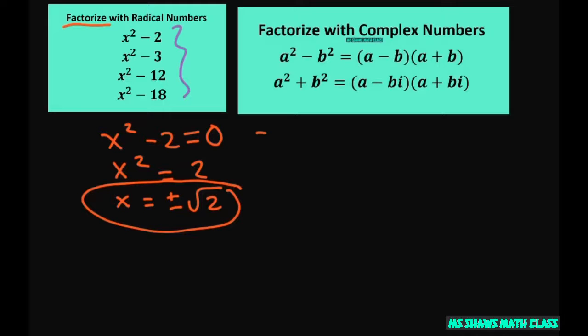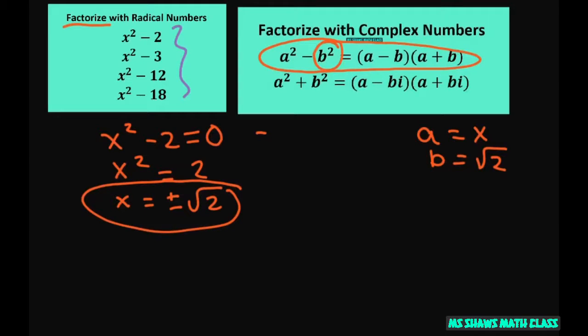So you really don't have to factorize it. You can get the solutions this way. But what we're going to do is use this. So we have that a equals x and b equals square root of 2, because square root of 2 squared gives you the 2. So now just write it out as x plus square root of 2 times x minus square root of 2.